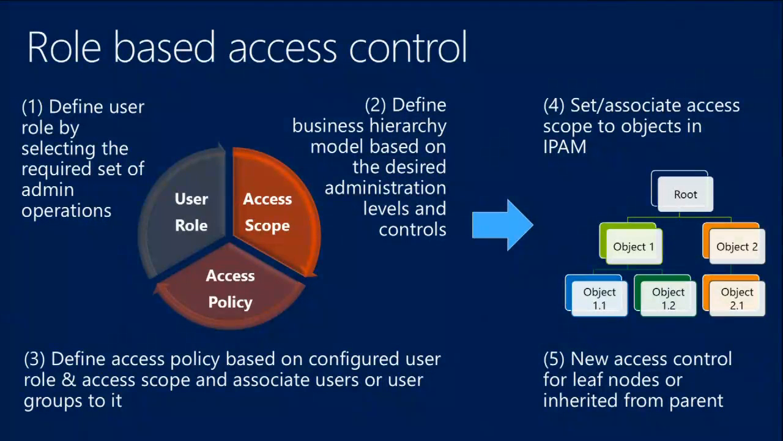Another thing that you need to do is associate this access scope that you defined. So let's say you defined an access scope called Campus 3. You need to associate this Campus 3 access scope with the servers or the scopes which are there in that Campus 3. Now, for leaf objects, so let's say, for example, a scope within a DHCP server, that scope within a DHCP server can be assigned a different access scope, or it can basically inherit the access scope from its parent, right? So this whole system provides a very fine-grained access control system.